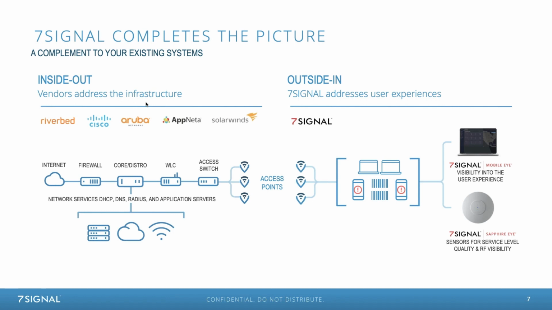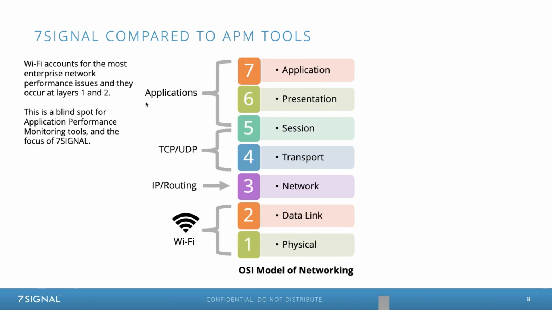So your current solution providers, whether they be the access point manufacturers or you've got application performance monitoring solutions or other monitoring solutions, they're looking at your network from the inside out. And where 7Signal comes in, we are looking at the network from the outside in, where the end user experience matters the most, from the air, in the RF, and we're going to talk about a lot of that today, and also on those devices, so we understand what those experiences are from the end user's perspective.